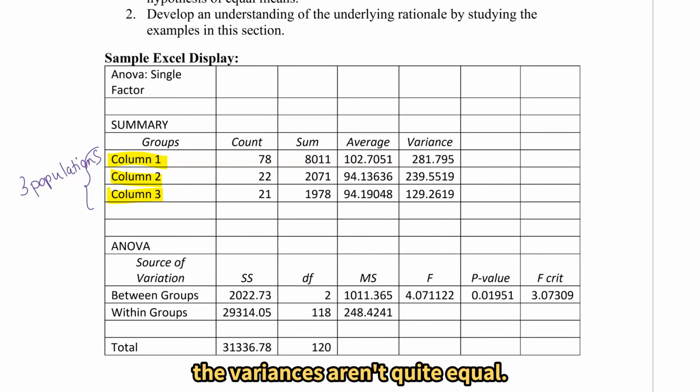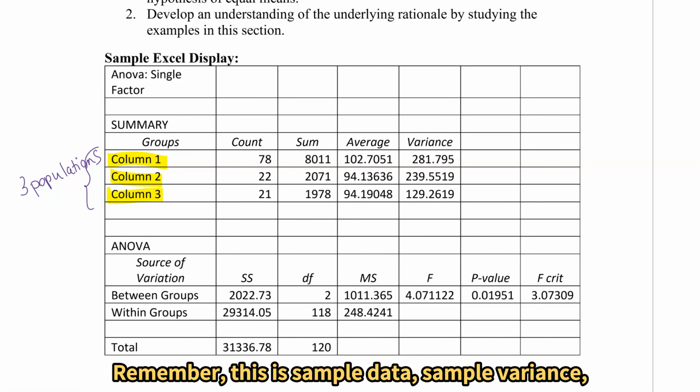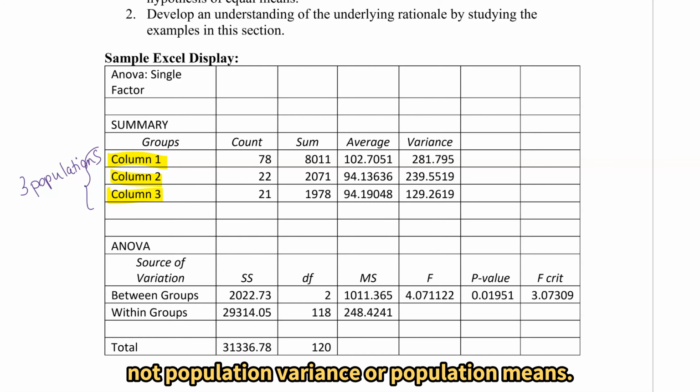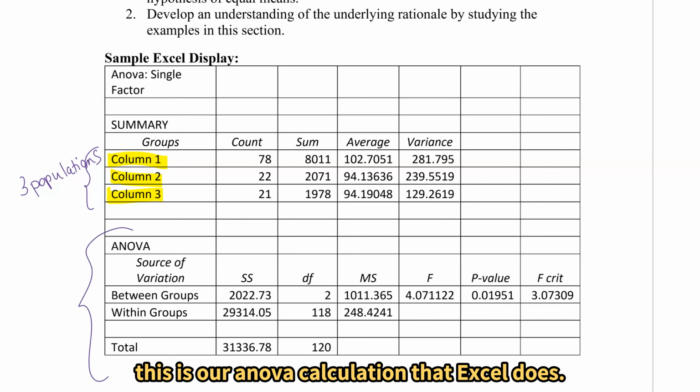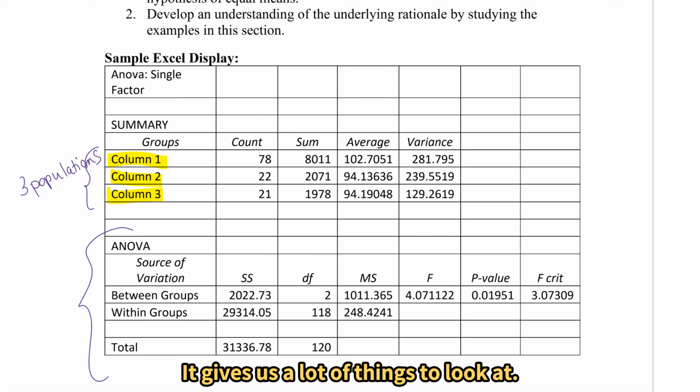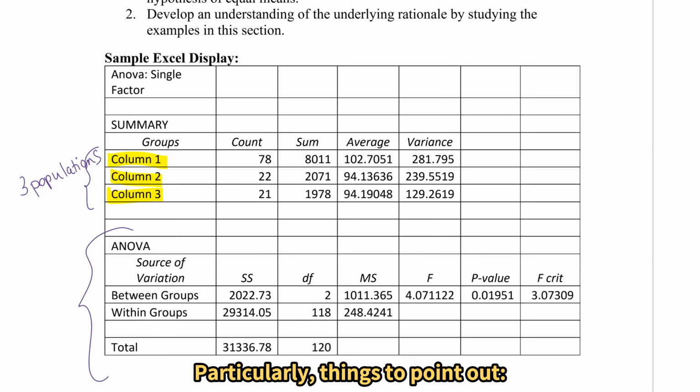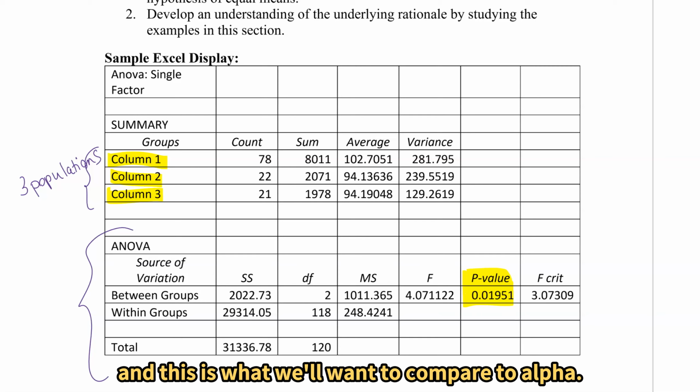And do notice that the variances aren't quite equal. Remember, this is sample data, sample variance, not population variance and population means. And then down here in the bottom, this is our ANOVA calculation that Excel does. It gives us a lot of things to look at, particularly things to point out. The big one is the p-value here. It gives us the p-value, and this is what we'll want to compare to alpha.